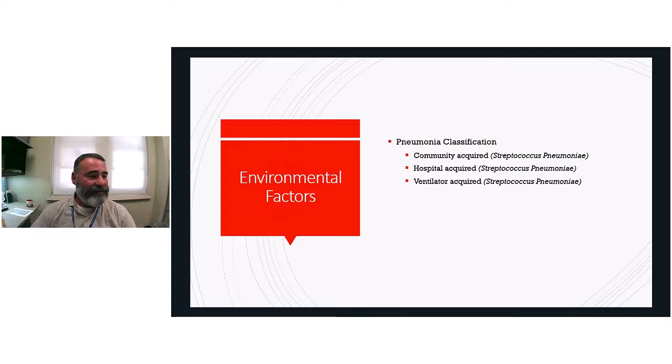Okay, so some of the environmental factors that are important. Pneumonia can be classified by the way it's acquired. So the first way is community acquired, meaning it's acquired out in the community outside of a hospital. The second is hospital acquired. It's acquired within the hospital. And the third is acquired through a ventilator. So in other words, a patient who might be in ICU on a ventilator can acquire pneumonia. All three of these, the main bacterial cause, is Streptococcus pneumoniae, but each one has individual types of pathogens that can cause pneumonia.